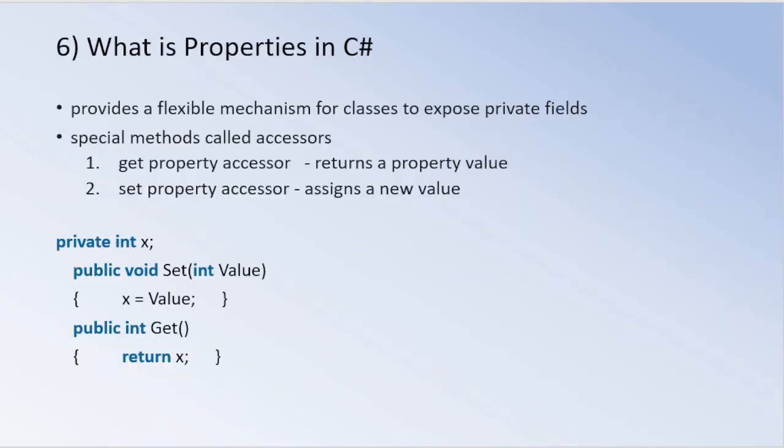Question number 6. What are properties in C Sharp? A property in C Sharp is a member of a class that provides a flexible mechanism for classes to expose private fields. Internally, C Sharp properties are special methods called accessors. A C Sharp property has two types of accessors: get property accessor and set property accessor. A get property accessor returns a property value and a set property accessor assigns a new value. The value keyword represents the value of the property.